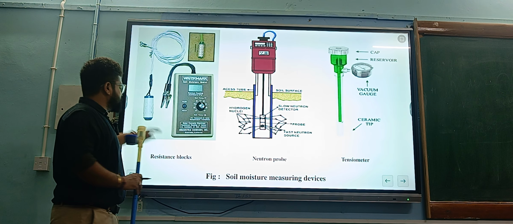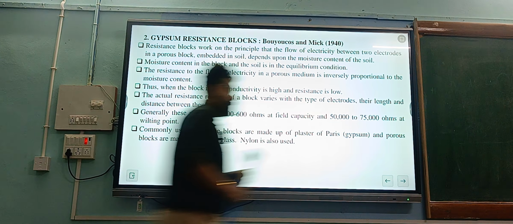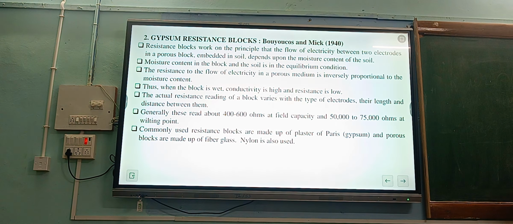So the next instrument, after the tensiometer, is the gypsum block, which we also call the resistance block. The gypsum block is also called the resistance block.